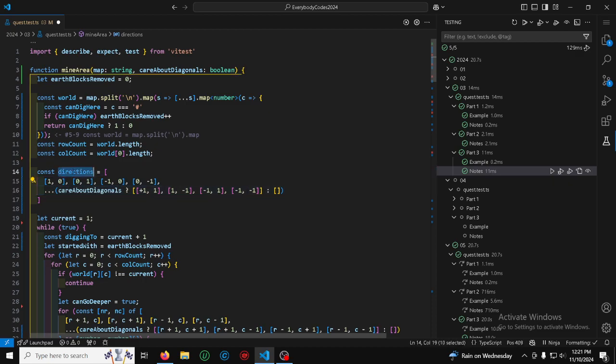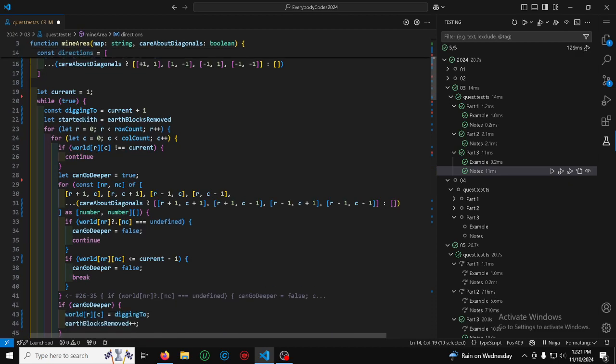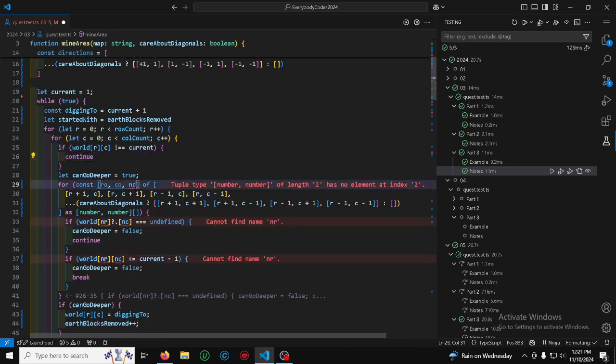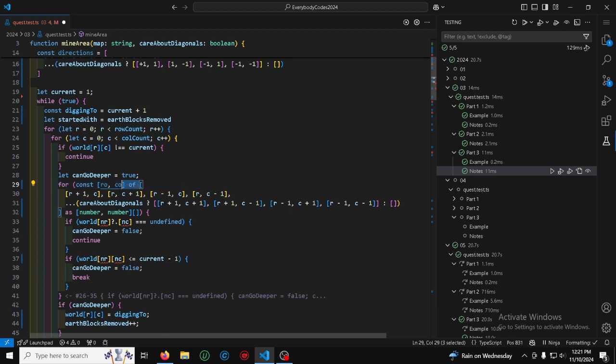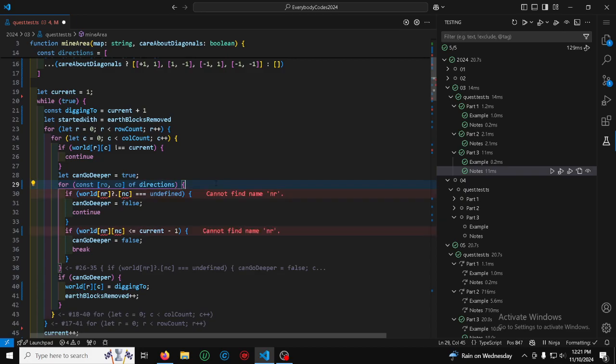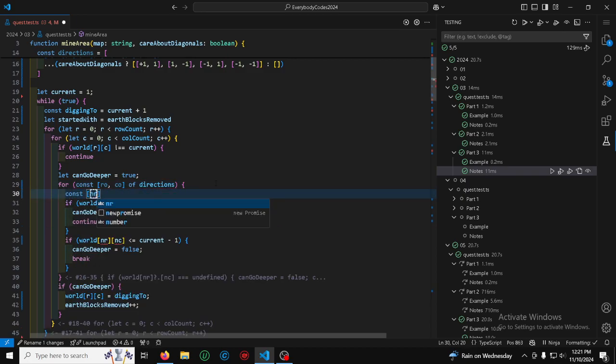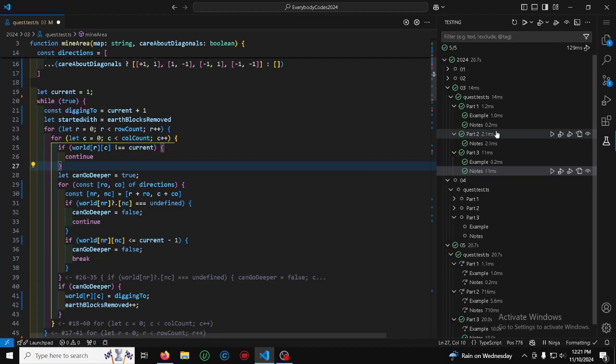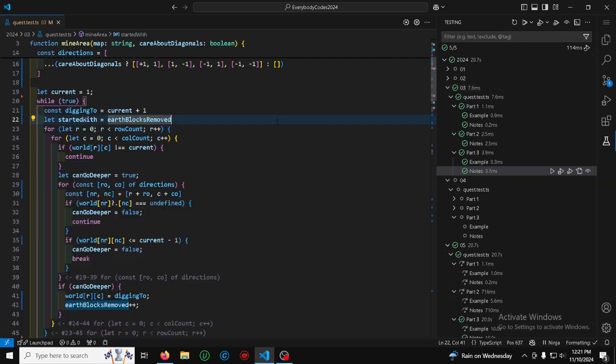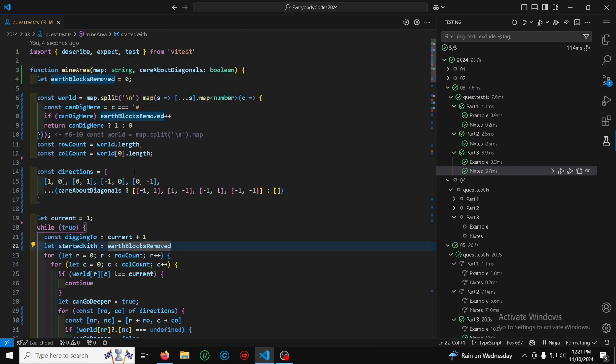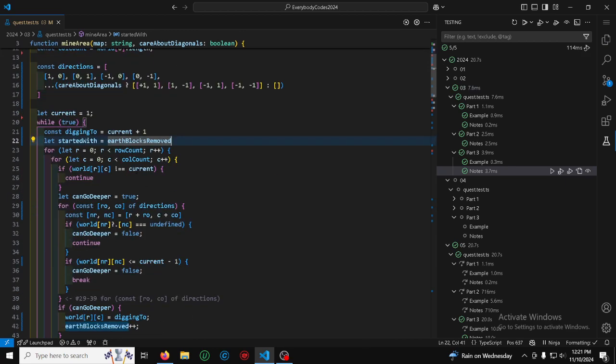There we go. Now we have all of our directions. And then it's ROCO, row offset and column offset of directions. Const, and R and Z equals R plus RO, C plus CO. And that, once I save it, still works like a charm. Calculate that once, we don't have to recalculate it every single time.